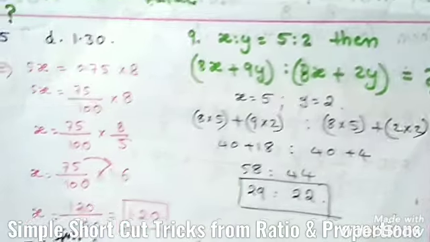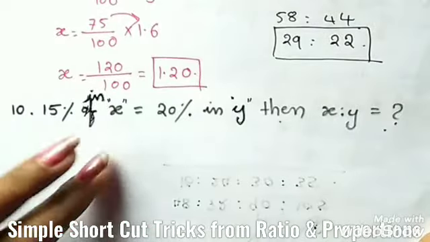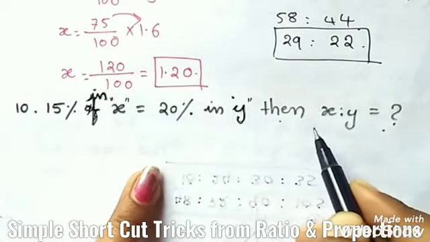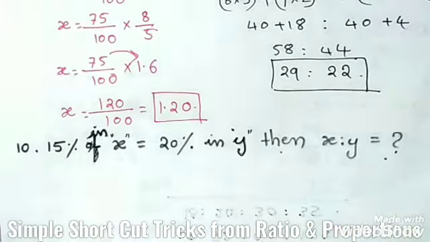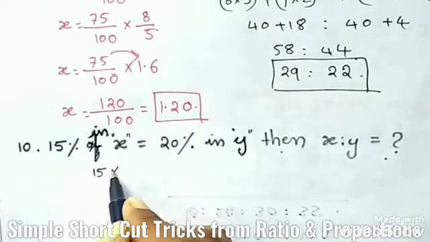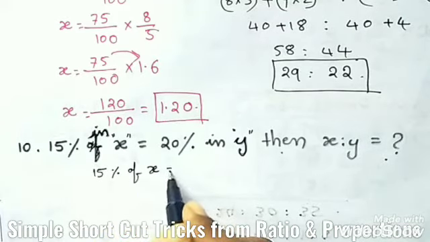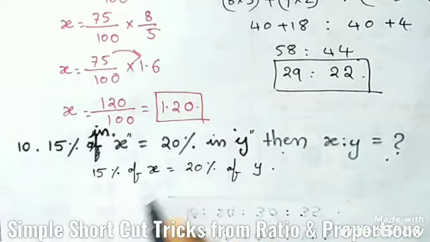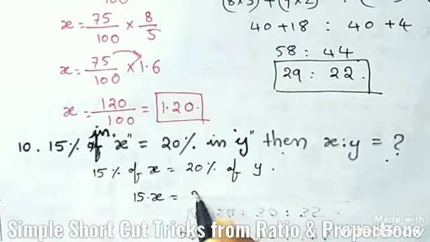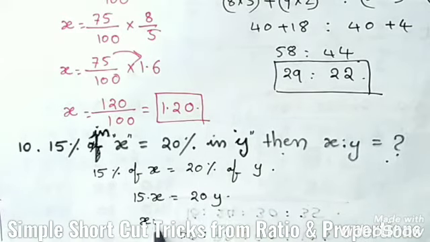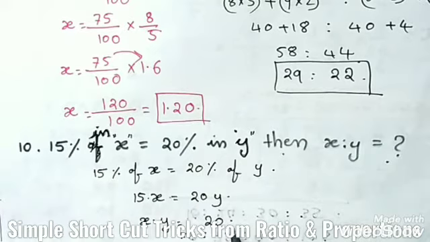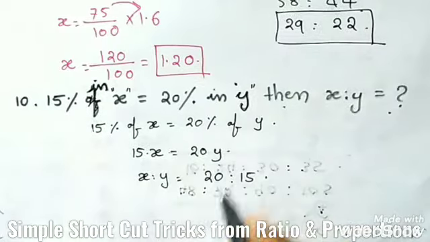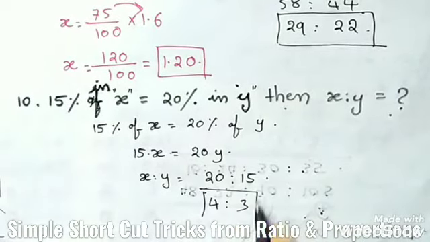Let us see the last example for today's session. 15% of x is equal to 20% of y, then x is to y is equal to how much? This is the question. Now students, you can say 15% of x is equal to 20% of y. Now 15x is equal to 20y. Here x is to y is equal to 20 is to 15. Simply now x is to y is equal to 4 is to 3. That is the simple answer.